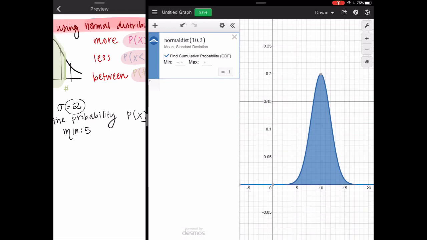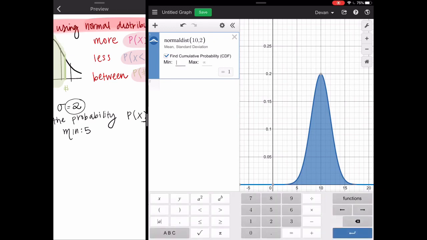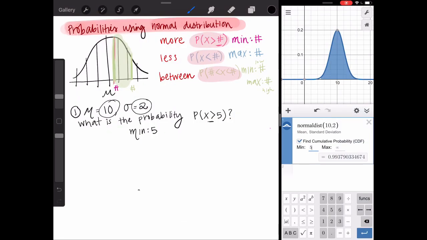So because this is a more than, I'm going to select minimum, and I'm going to put my minimum value of 5. And it shows me that for my minimum value of 5, anything above that, there's a 0.9938 probability that I will select a number and it will be larger than 5. So that was 0.9938. I'm going to write a 0 because it looks a little bit better when I do it like that.